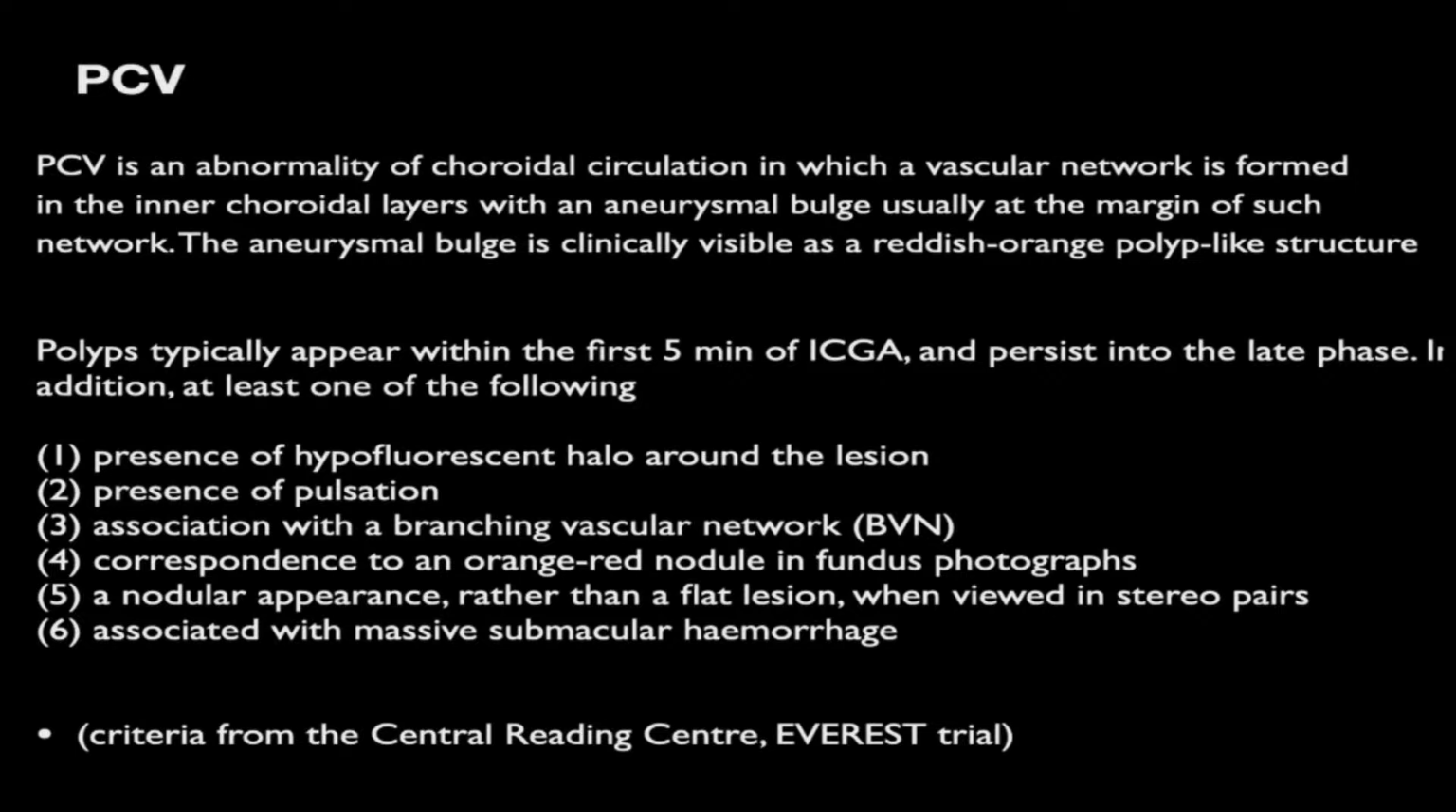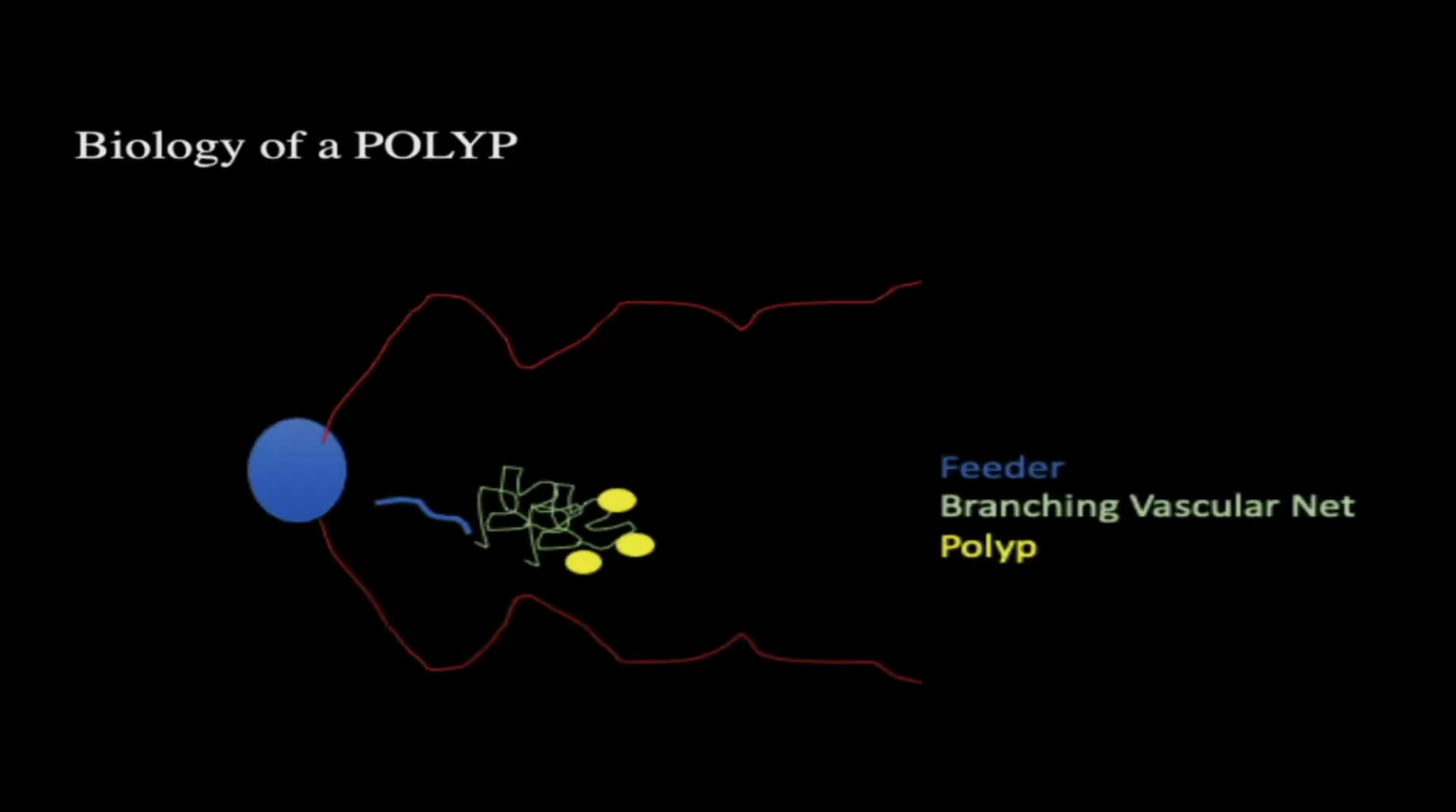Now, the EVEREST trial, which you can go through, again, has laid down criteria of when you can label it as PCV. So essentially, this would be how a polyp would appear.